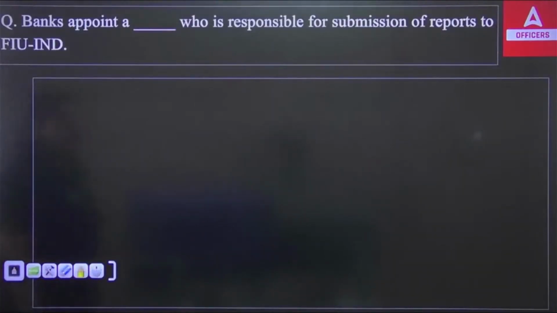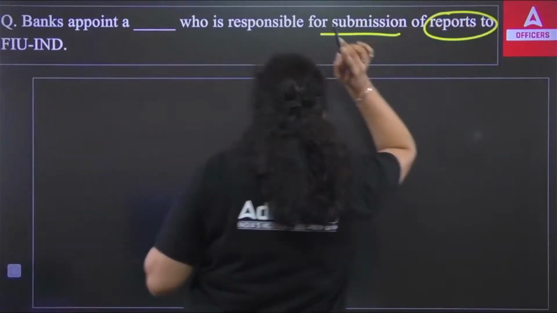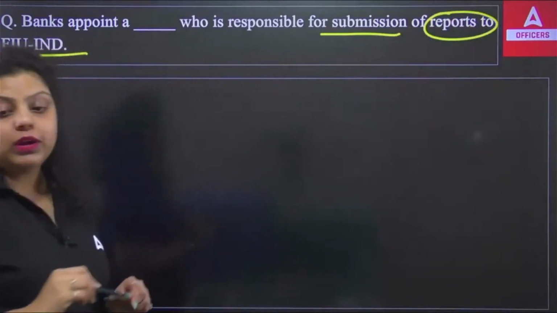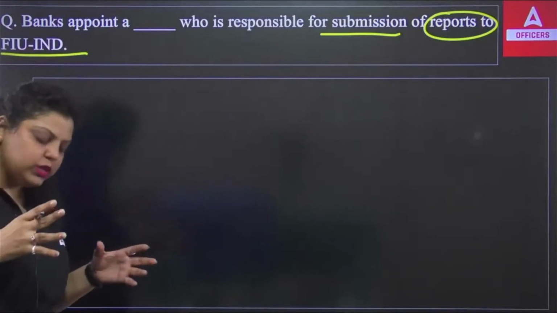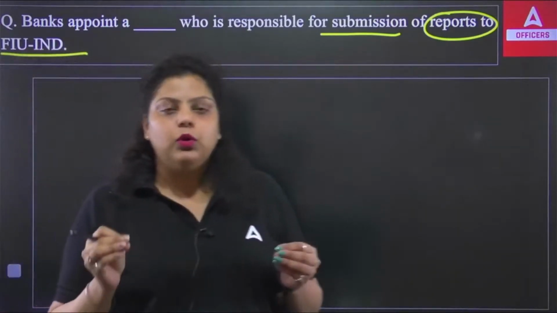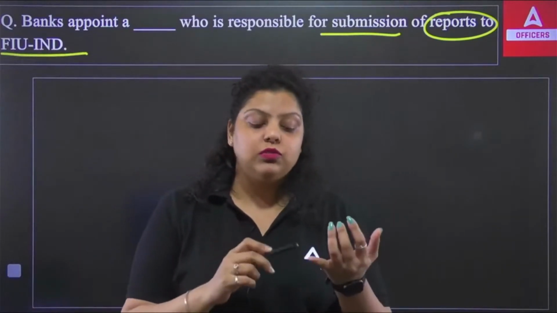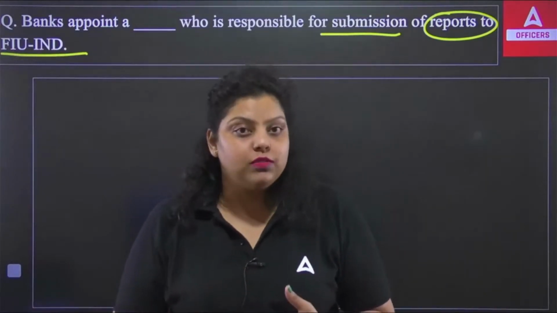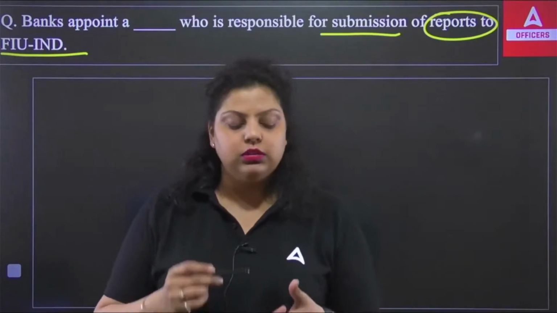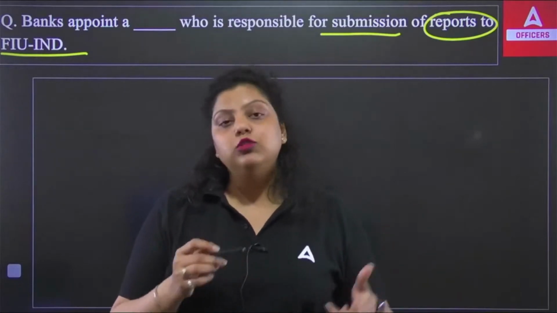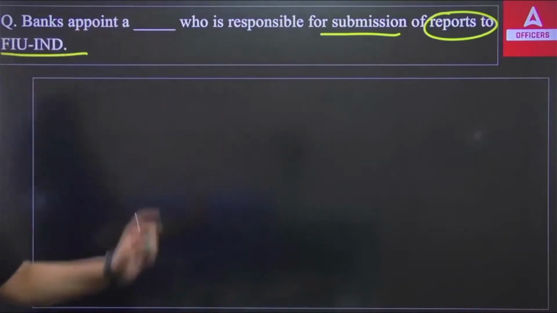Now, banks appoints a dash who is responsible for the submission of reports to the FIUIND? First of all, what is FIUIND? Financial Intelligence Unit, India. This Financial Intelligence Unit got the reports from a certain person about the banking transaction. There are different types of reports: cash transaction report, suspicious transaction report, counterfeit currency report, non-profit organization report. Then apart from that, cross-border wire transfer report. These are the certain types of report that have to be submitted to the FIUIND.